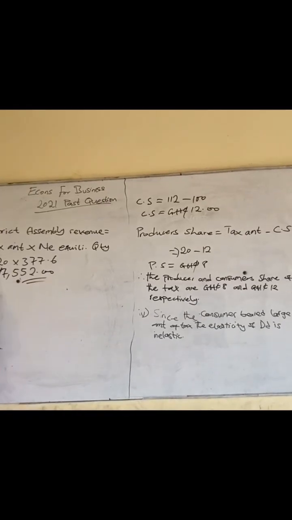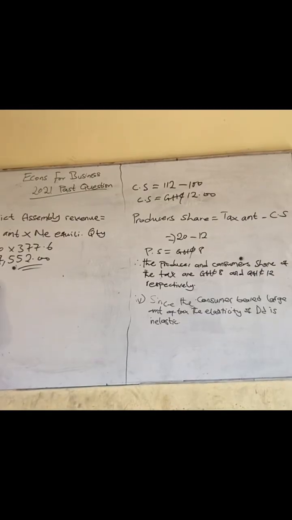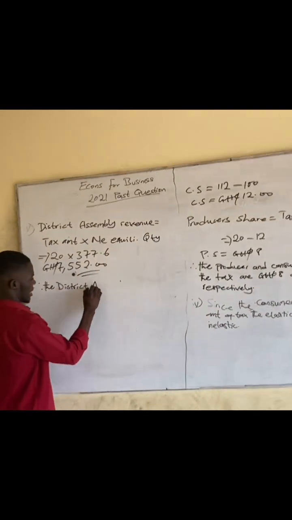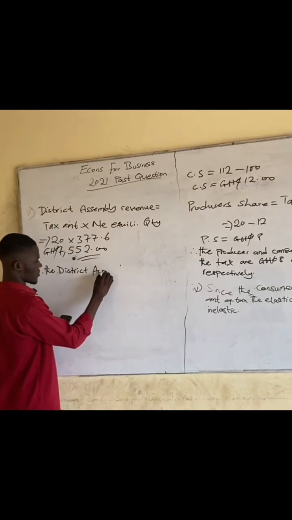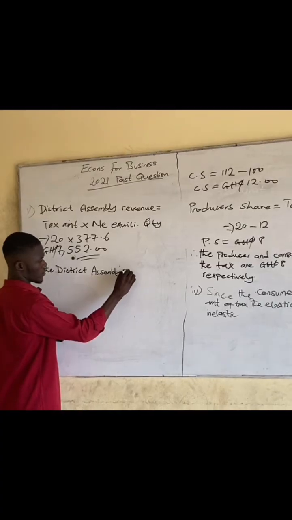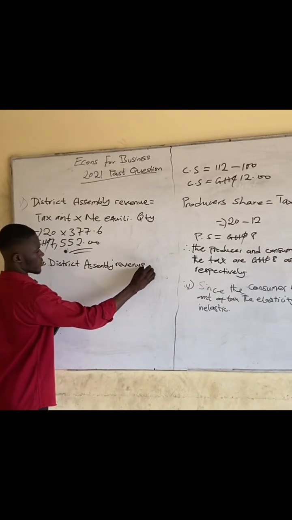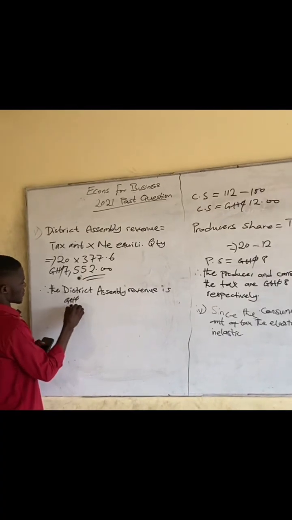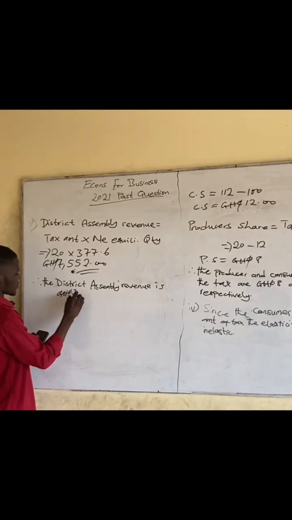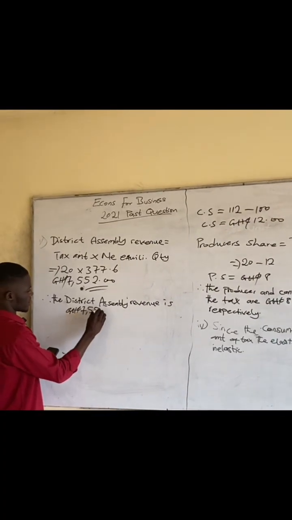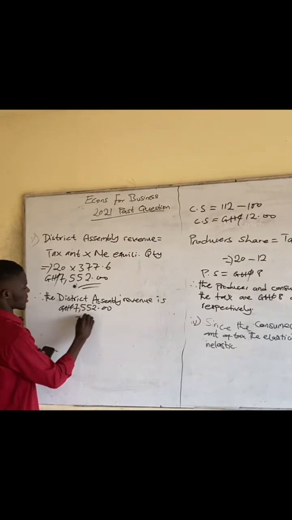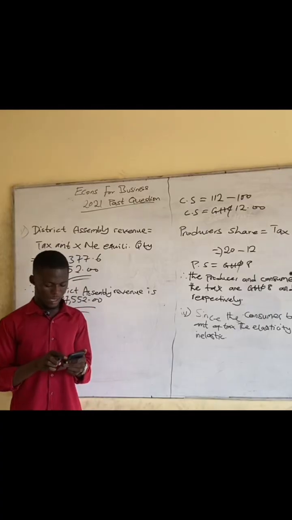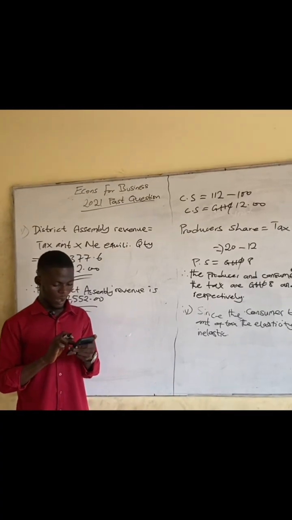Okay, so let's make our conclusion that therefore the district assembly revenue is 7,552 Ghana cedis. So we are done with the question 1A. Okay, so let's move on to the question 1B.